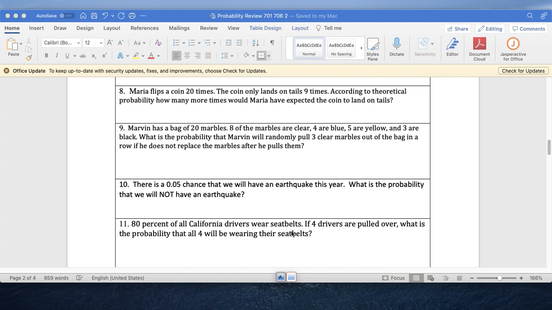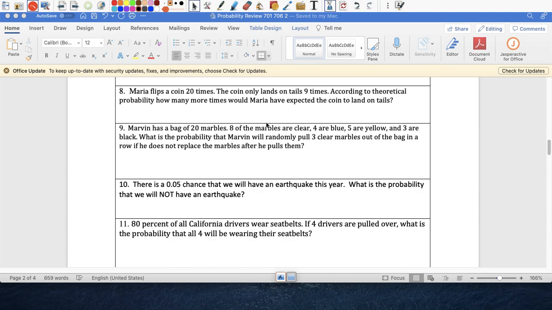Number 8, Marvin has 20 marbles. 8 are clear, 4 are blue, 5 are yellow, 3 are black. What's the probability that Marvin will randomly pull 3 clear marbles out of the bag in a row if he does not replace the marbles after he pulls them?